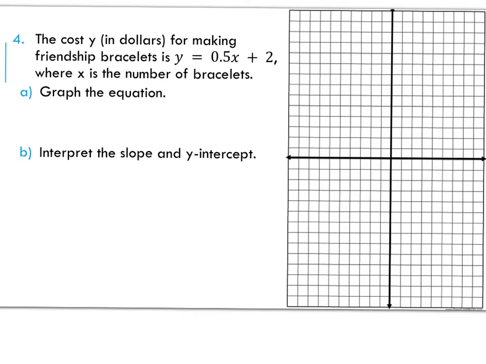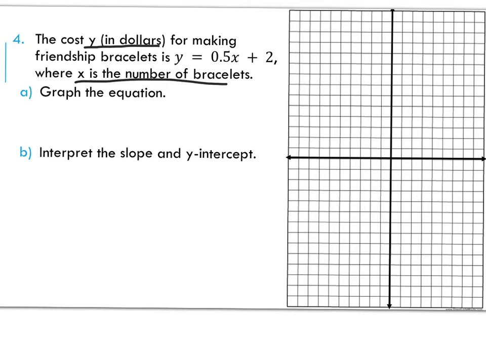What is going on? Well, I have this cost y in dollars, and I have x is the number of bracelets. When I go to graph this, do I need all 4 quadrants here? You should be saying no, I only need the positive quadrant because I'm only going to be making positive bracelets, and I'm hopefully going to be making positive dollars here. So we're only going to be dealing with quadrant 1.